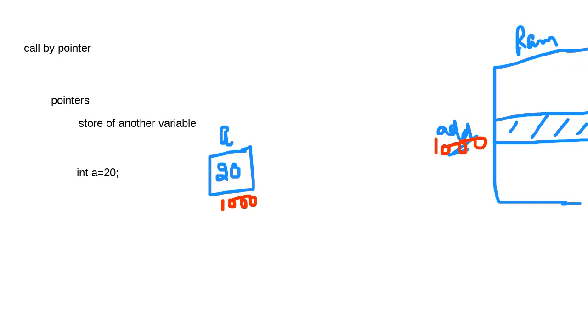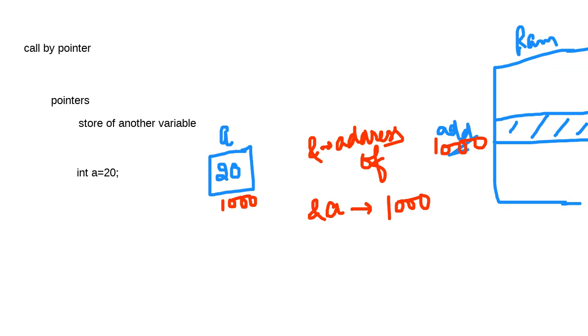And how do I retrieve the address? Which operator is used to retrieve the address? Think about it. It's the ampersand operator, the address-of operator. This is used to retrieve the address. So when I write ampersand a, this will give me the value 1000, that means the address in RAM where this particular variable is stored.